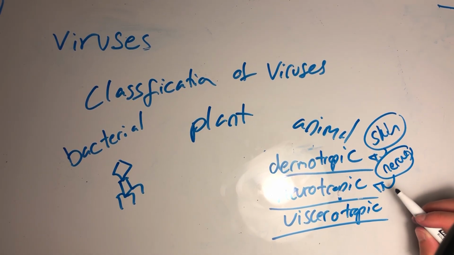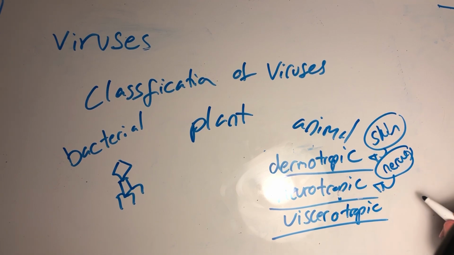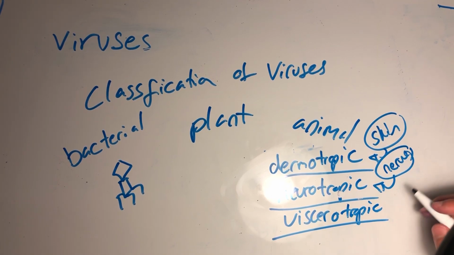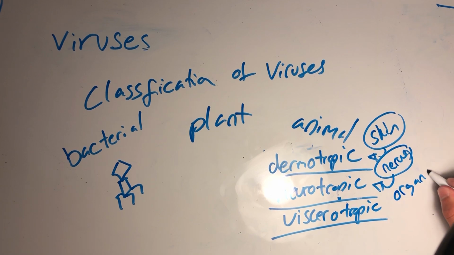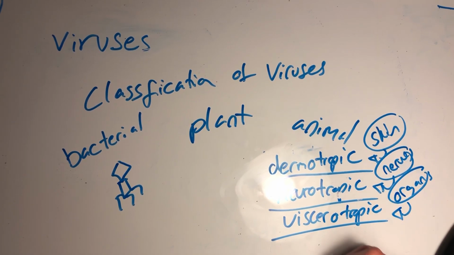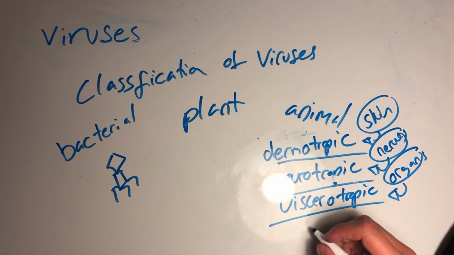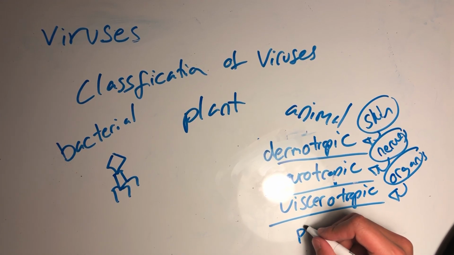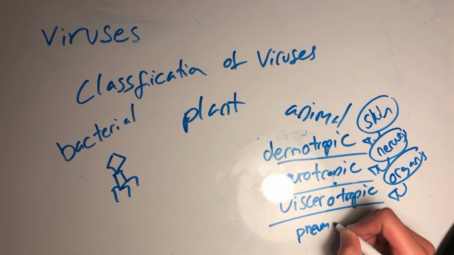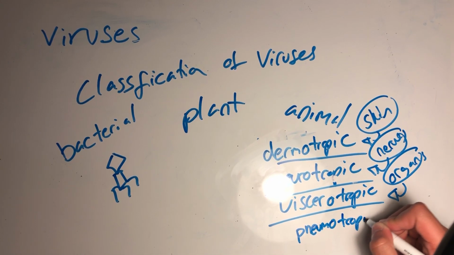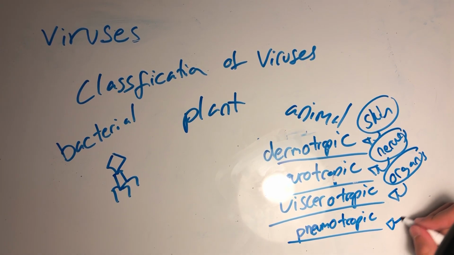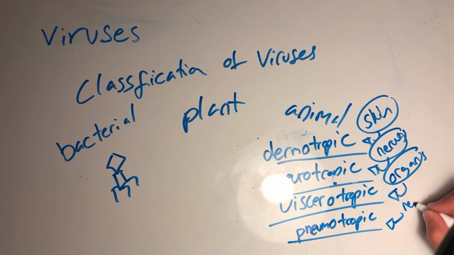This next one is basically organs, or the digestive tract. So organs. And last but not least, oh, you almost couldn't see it. If they attack the respiratory system, it would be pneumotropic. I believe the P is silent. Pneumotropic. If it's the respiratory.